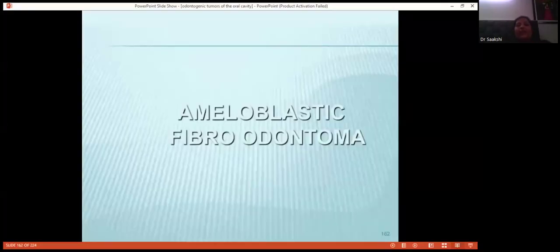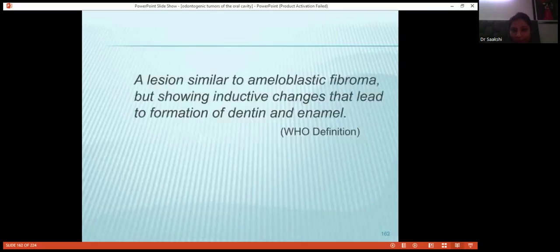So in the previous part, we were discussing the odontogenic tumors. So we were on the second category. Next we were studying the ameloblastic fibro-odontoma. Now, according to WHO, it's a lesion similar to the ameloblastic fibroma, but showing inductive changes which lead to the formation of dentine and enamel.